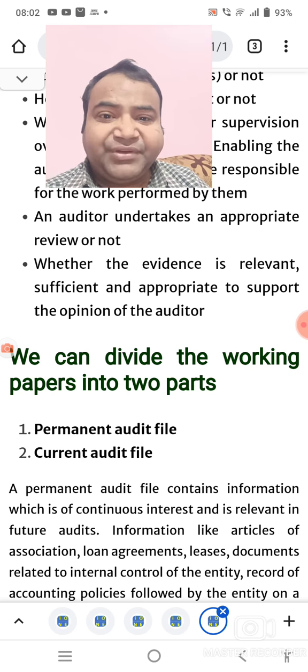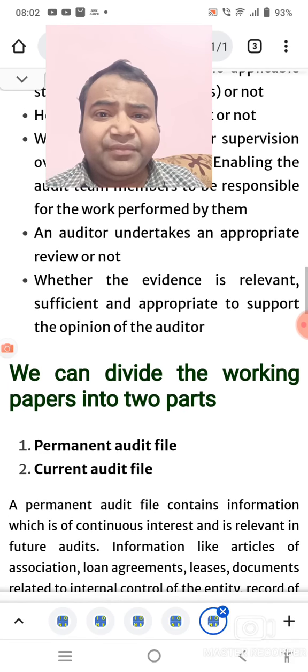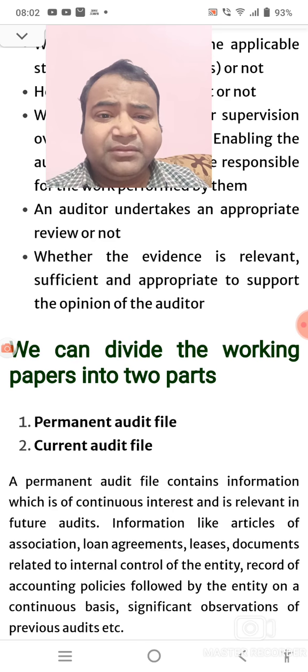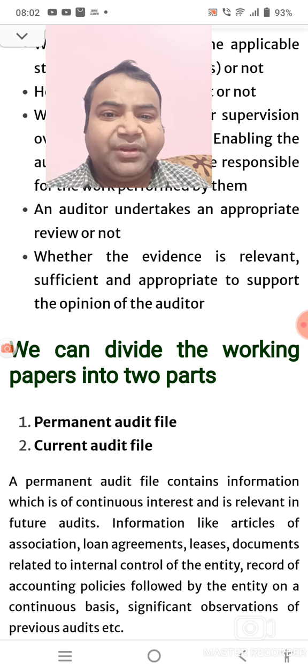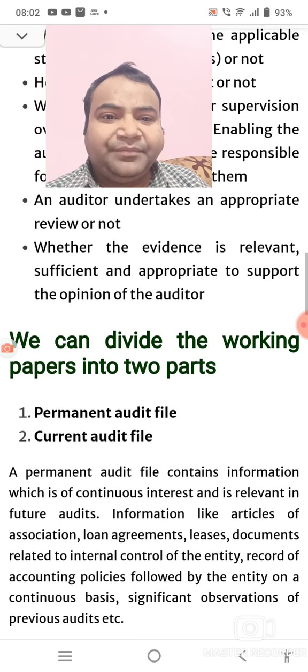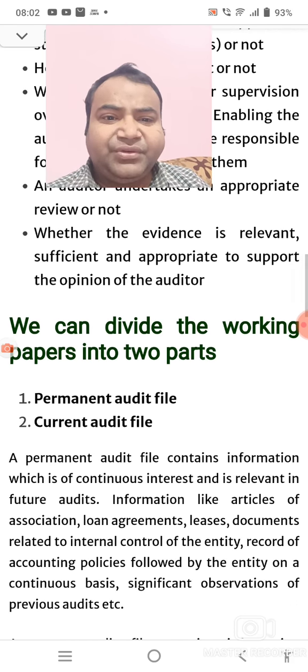Whether that particular evidence is sufficient or not, we can easily judge from the working paper. So it's the duty of an auditor to have a look at the evidence and make a judgment whether this evidence is sufficient to prove any of the issues or not.